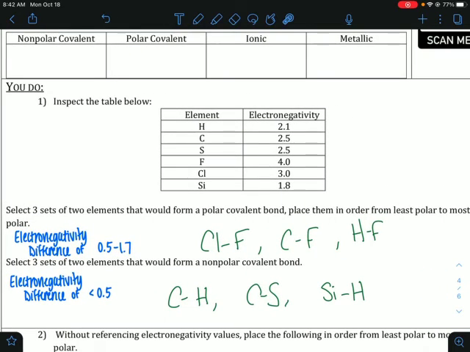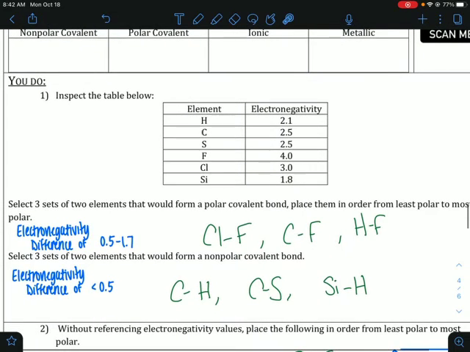Select 3 sets of 2 elements that would form a polar covalent bond and place them in order from least polar to most polar. So if we're talking about polar covalent, that means we need an electronegativity difference between 0.5 and 1.7. You can pick any of these combinations that would give you an electronegativity difference in that range. So I picked Cl-F, C-F, and H-F, in order of least polar to most polar.